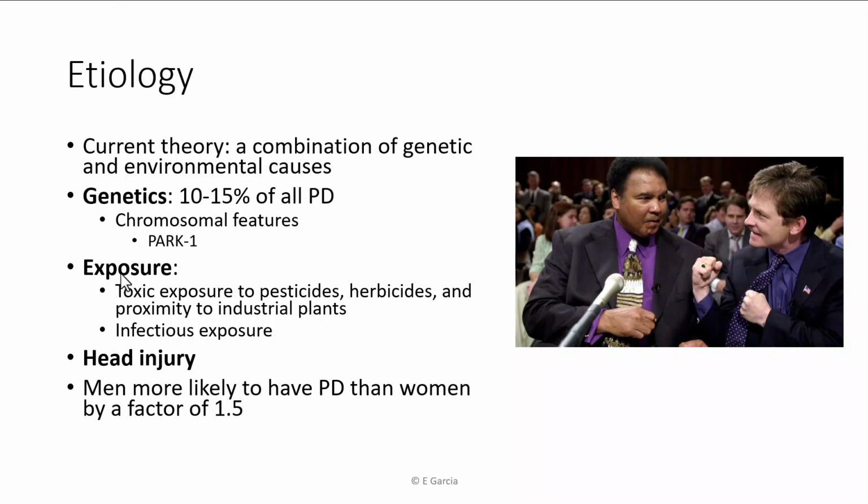So genetics, environmental exposure from chemicals, bad chemicals, and head injury are the 3 things, okay? Possibly in combination, possibly not, but there seems to be something in there with that. Men are more likely to have Parkinson's than women by a factor of 1.5. And so if you think about it, head injury and exposure, more likely, just culturally and in terms of epidemiology, to happen to men than women.